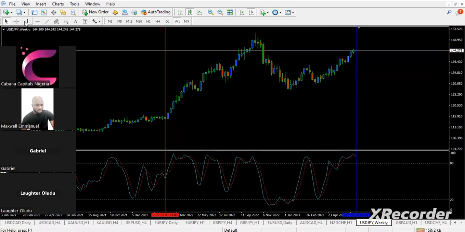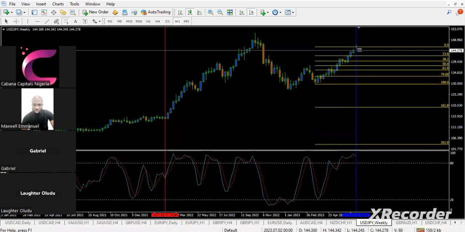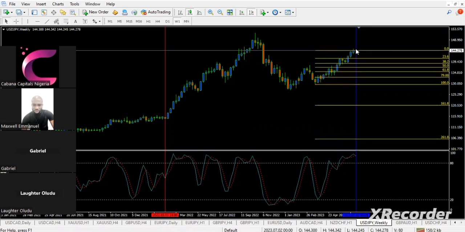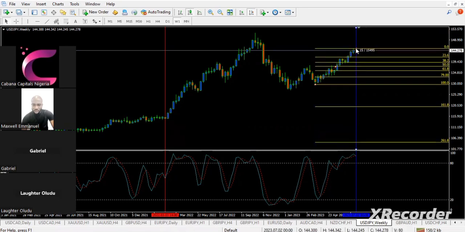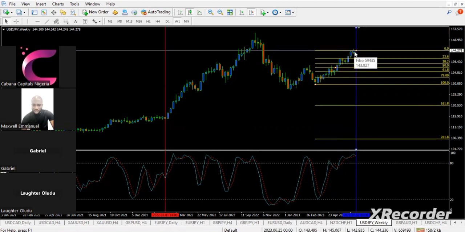You can apply your Fibonacci, take it from this swing low to this swing high. So if you are considering buying, you should wait for price to pull back to at least level 50 before you consider buying.